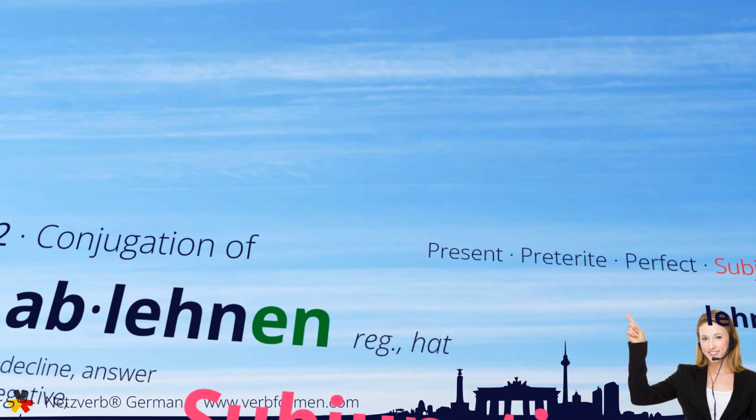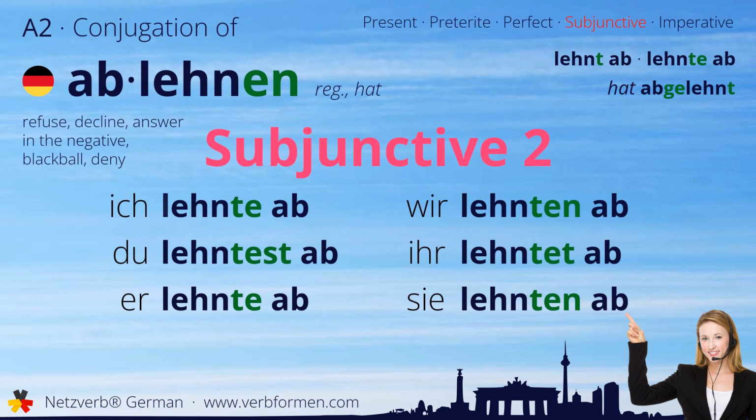Now we move on to the subjunctive two. Ich lehnte ab. Du lehntest ab. Er lehnte ab. Wir lehnten ab. Ihr lehntet ab. Sie lehnten ab.